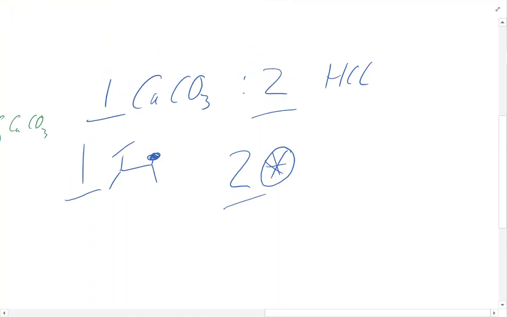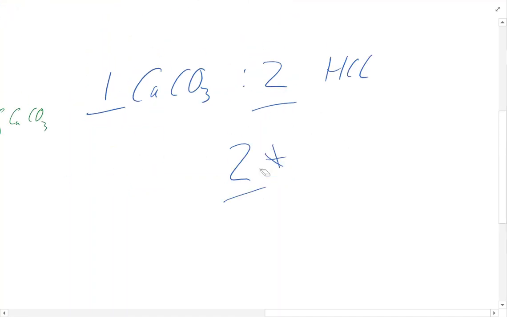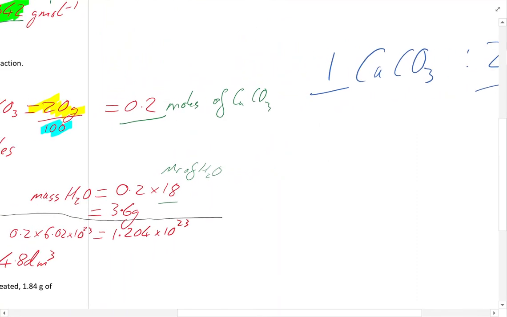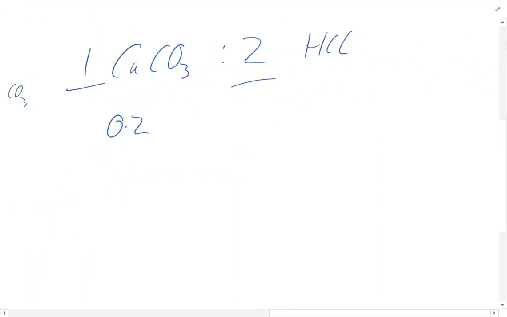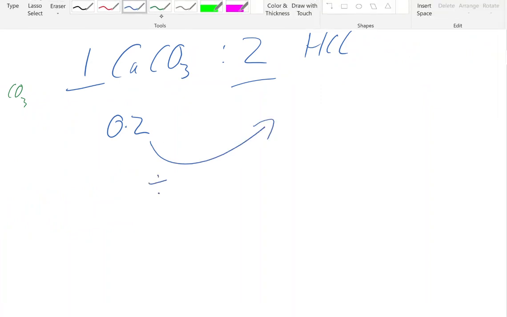Now you don't have 10 and 20. Instead, we're going to use the answer from before. So that was this one, 0.2. And we want to know how many of these. So I divide by my own coefficient.